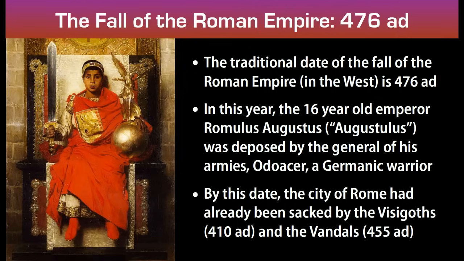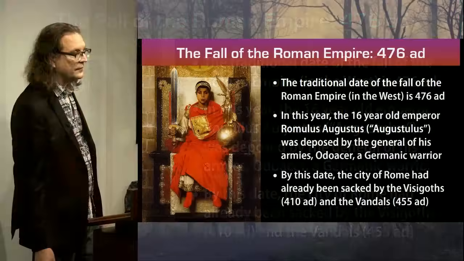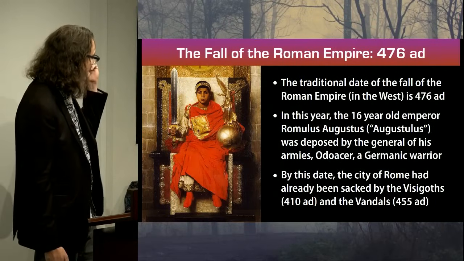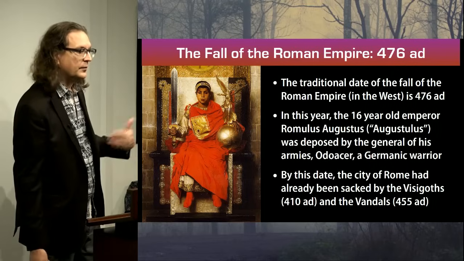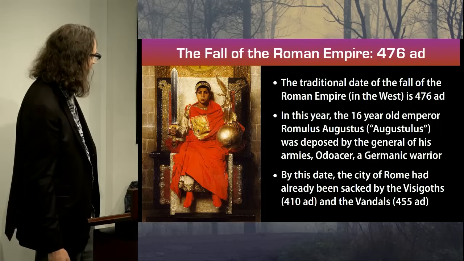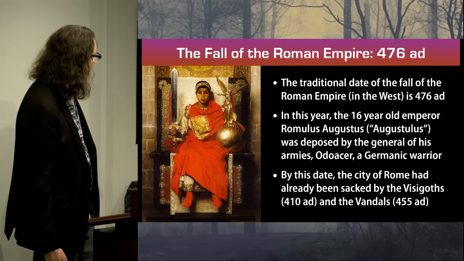So even though we call this the fall of Rome, by this date the city of Rome had already been sacked by the Visigoths in 410 and by the Vandals in 455. It's not like it was depopulated entirely or anything like that. It was still ongoing, but it had already fallen a little bit.